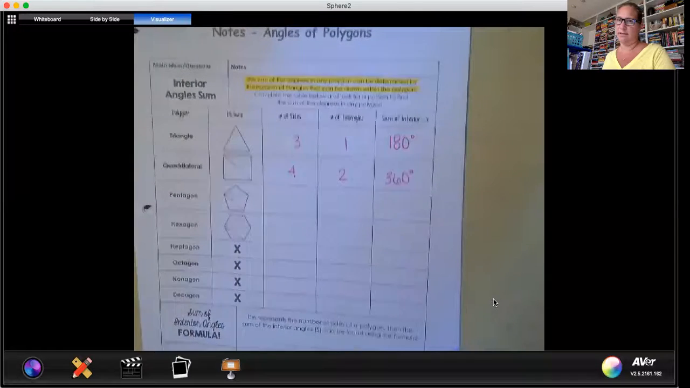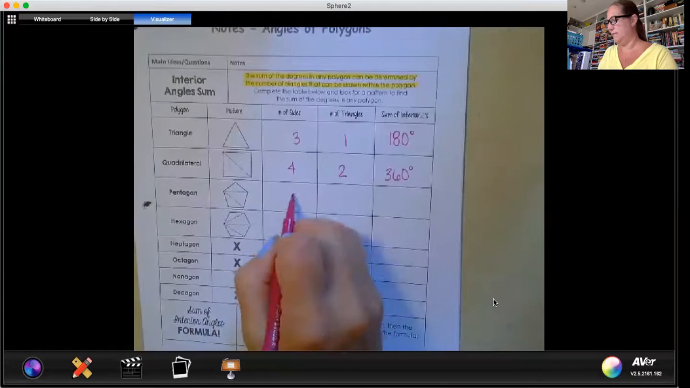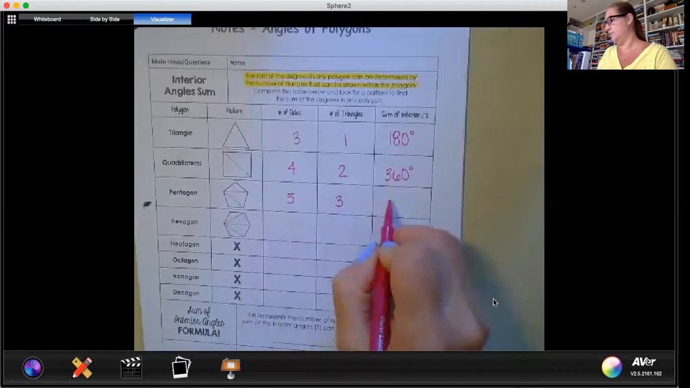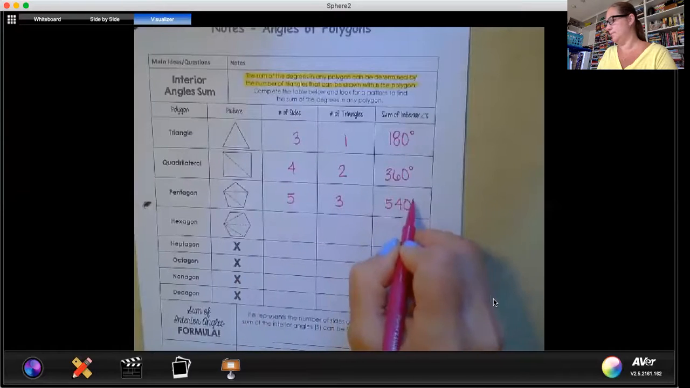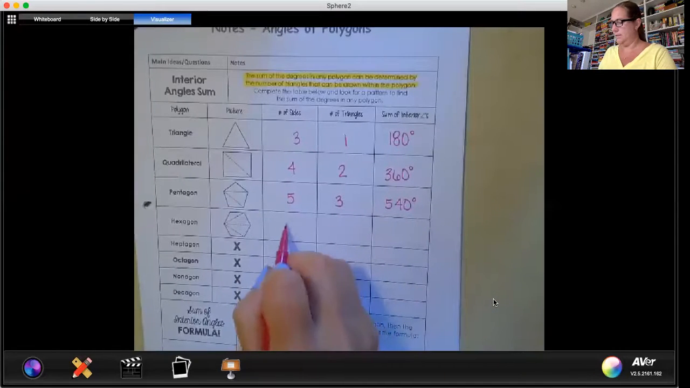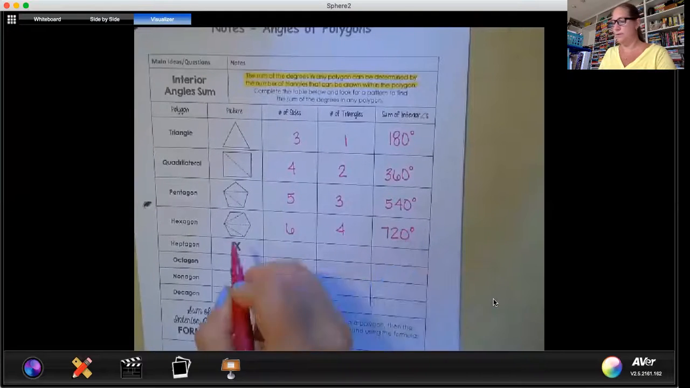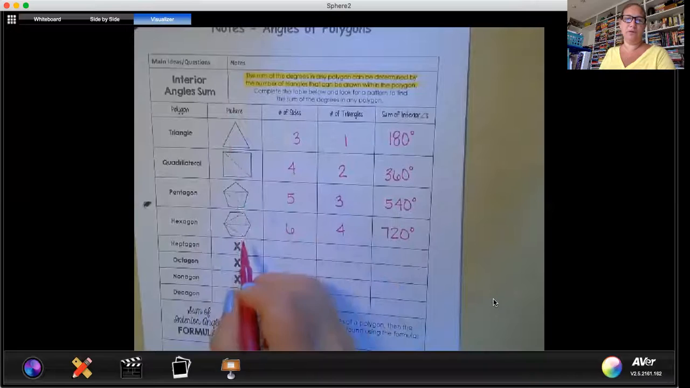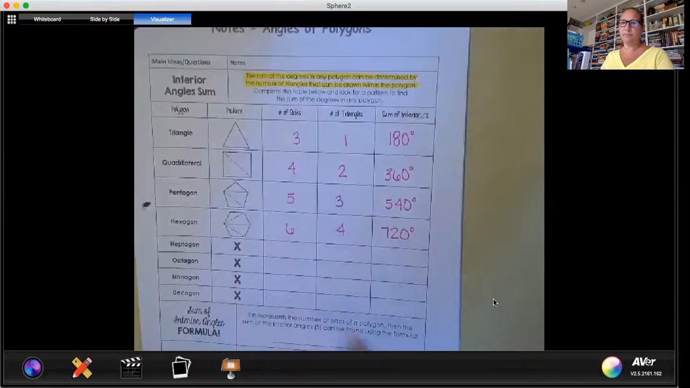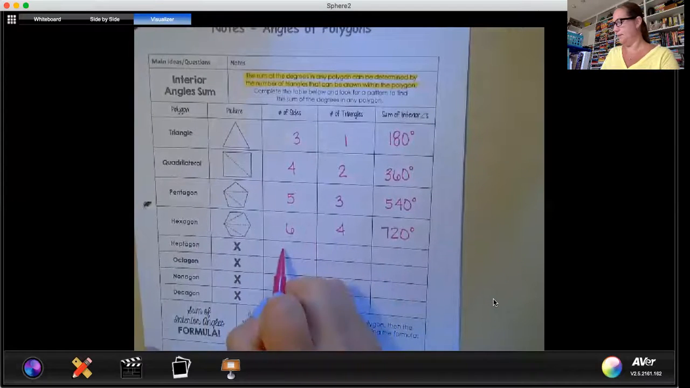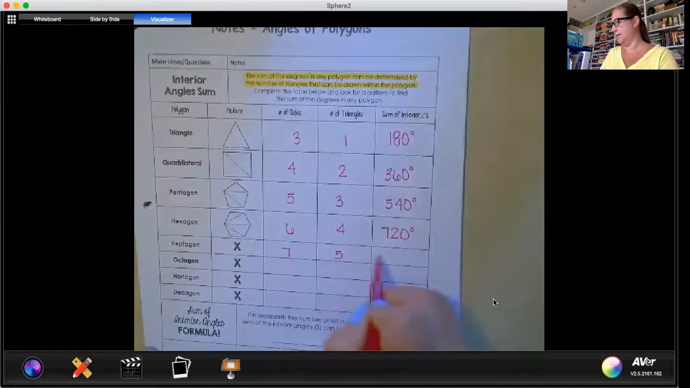And I just kind of cheated and told you the formula. There are five sides, three triangles, 540 degrees. Six sides, four triangles, 720 degrees. Now for those, you can clearly see those triangles. Once we start getting into these kind of high-sided figures, they just don't draw the figure anymore, but you'll see a pattern. Heptagon, seven sides, five triangles, 900 degrees.